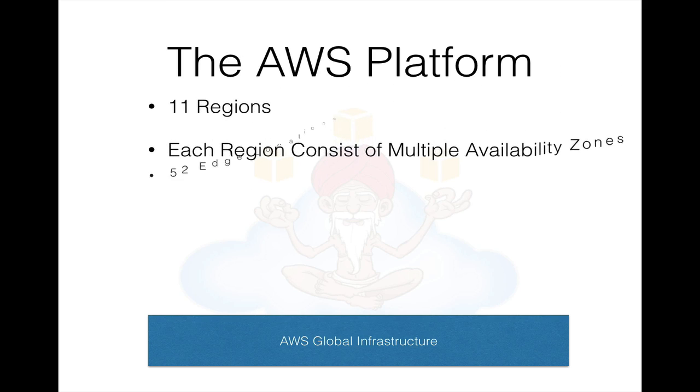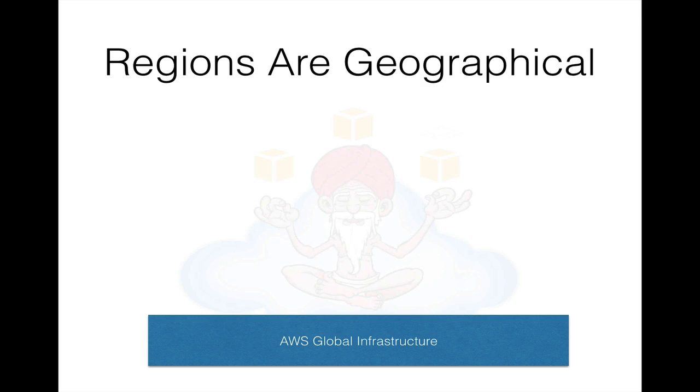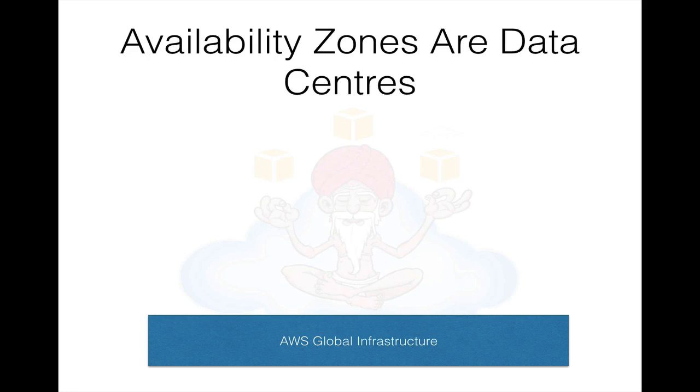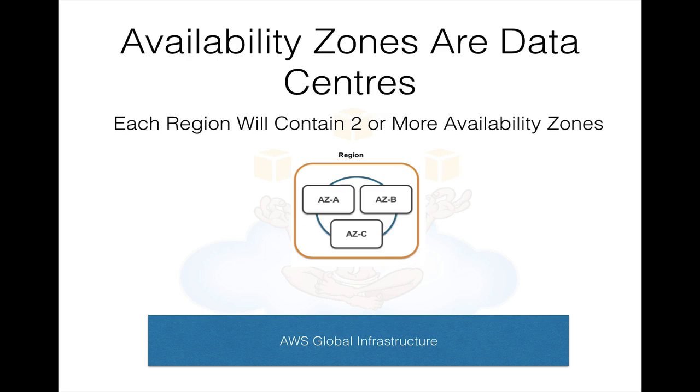The global infrastructure consists of 11 regions. Each region consists of multiple availability zones, and there are 52 edge locations at the time of this recording. Now, what do we mean by regions? Regions are geographical. Think places, i.e. the Western United States, Eastern United States, Ireland, Central Europe, etc. In each region, you have availability zones. Availability zones are separate data centers. If we take Ireland, for example, Ireland is the region, and this consists of 3 availability zones. Each region, as a minimum, consists of 2 or more availability zones.